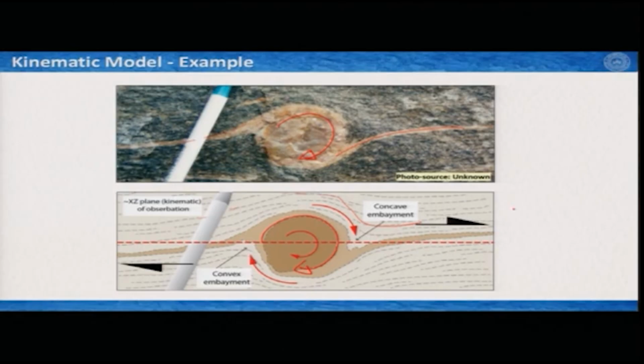Now, again, this model does not consider what the material of this ball is, what the material outside is, and so on. It simply constructs first the geometric model and then considers what the relative motion was, and this is very important as shear sense indicators in structural geology. There are many other shear sense indicators, but this is one of the most important ones.